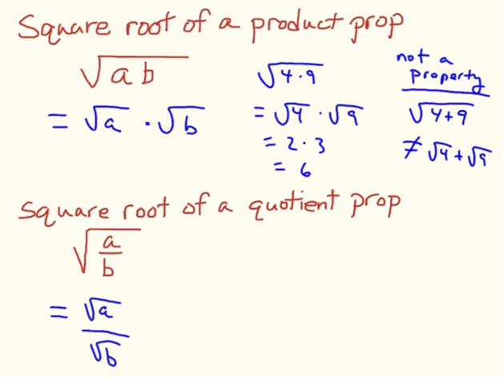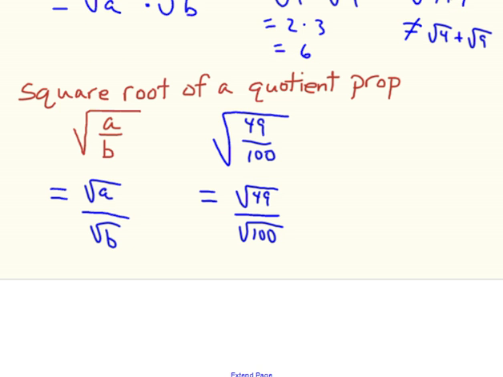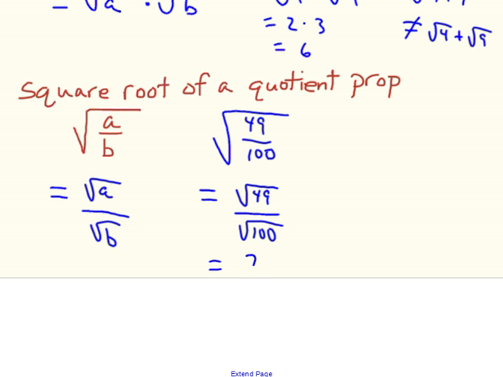Just a quick example, if I had the square root of 49 over 100. Now we know that equals what? We don't need this property to do that. That equals 7/10. Does it work though if I do it like this? Still works, right? So it equals 7/10. All right, ready to go on to the next page? Good?